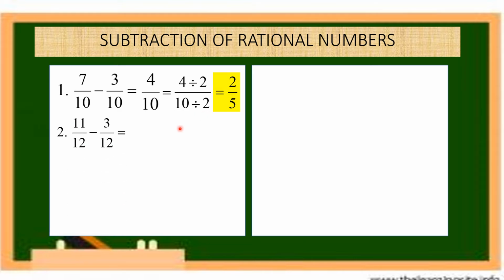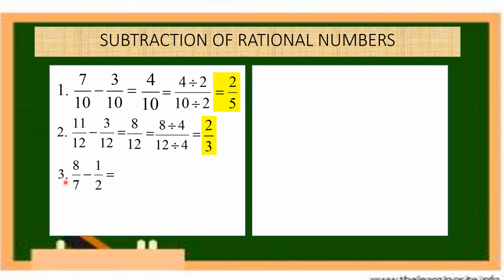We are in problem number 2. We have the same denominator. We copy the denominator and subtract the numerator. 11 minus 3 is 8. So we have 8 over 12. 8 and 12 are both divisible by 4. We divide the numerator and the denominator by 4. 8 divided by 4 is 2, and 12 divided by 4 is 3. So we have 2/3 as our final answer.